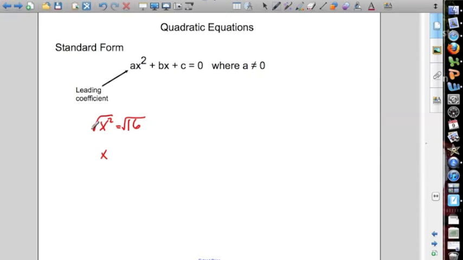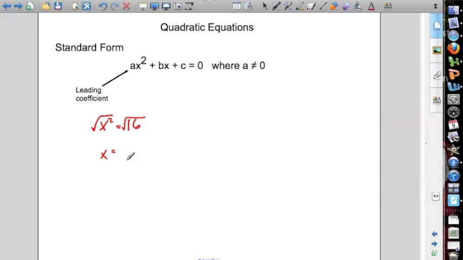The reason this works, remember with the square root, it's pretty much asking you, what do you take times itself to equal x squared? What do you take times itself to get the radicand, x squared? Well, the thing I take times itself to get x squared is just x. X times x is x squared. So now I do the same thing on the other side, the square root of 16.